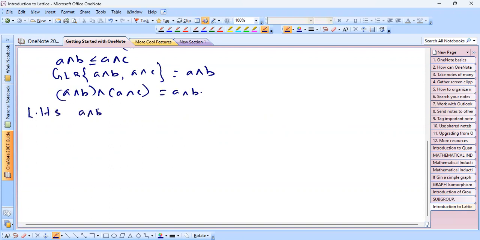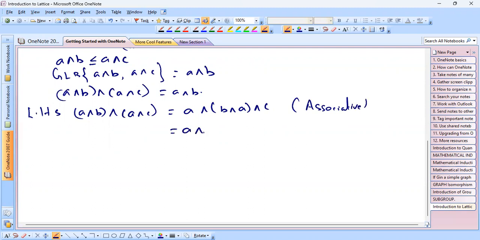(A and B) and (A and C), which is equal to, by associative property, I can rewrite this one using associative. Next, using commutative, I can rewrite this as A and A and B and C, which is also equivalent to A and (B and C).